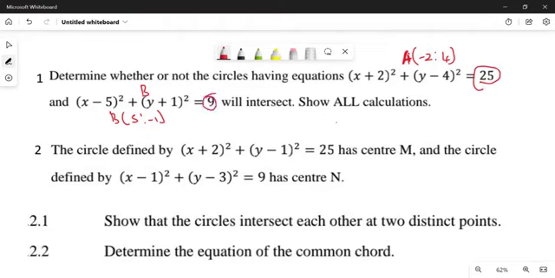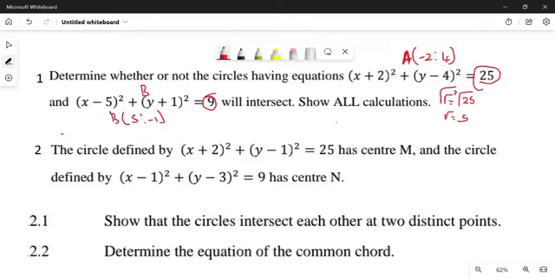So let me start by getting the radius of circle A. If I get the radius of circle A, I'm going to say that R squared is going to be equal to 25. Okay? Then what is going to be R? Root and root. Okay? It says which R is going to be equal to what? To 5.